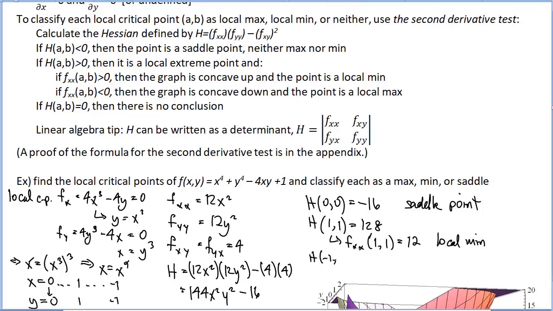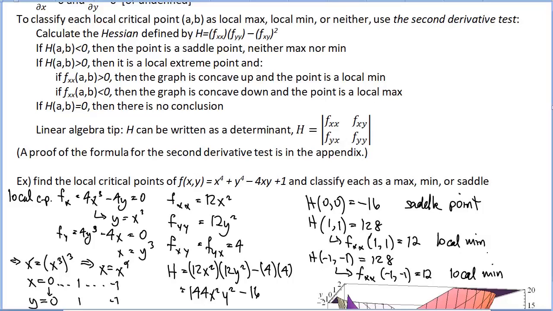Finally, the Hessian at (-1, -1), plugging it in, you get 128. So it is a local extrema. Then we have to check to see which kind of local extrema. So fxx at (-1, -1), plugging that in, you get 12. And once again, concave up, and it's a local min. So we found three critical points, and we classified each one. (0, 0) was a saddle, (1, 1) is a local min, and (-1, -1) is also a local min.